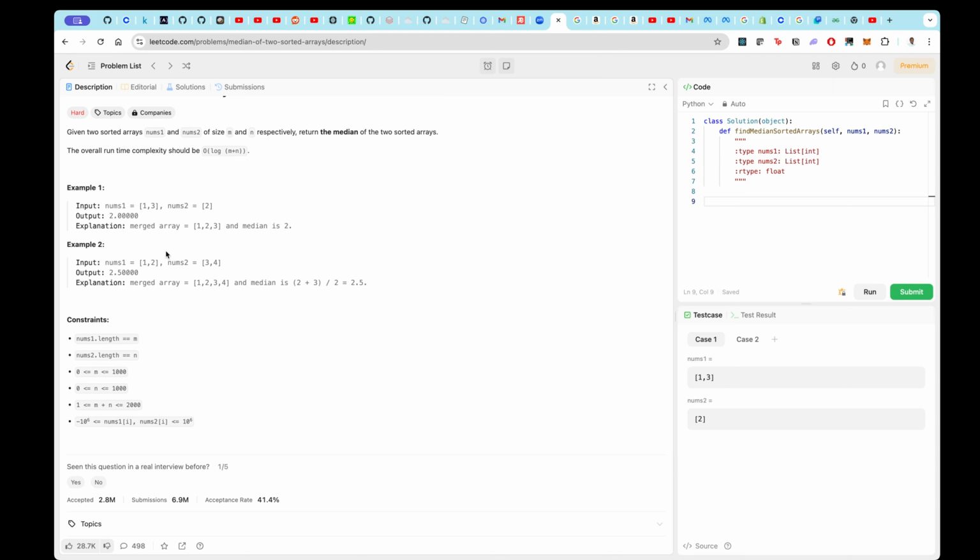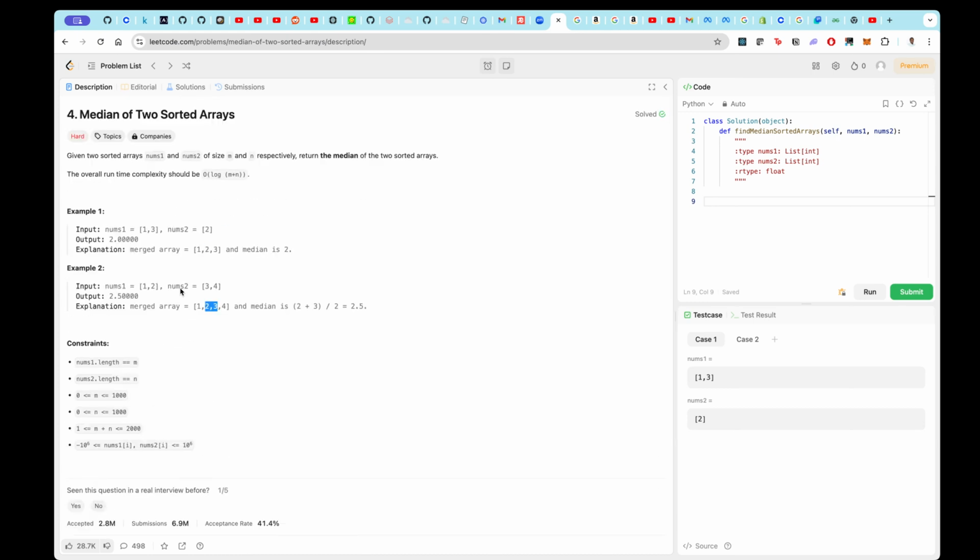So we have an example where the inputs for the first array is 1 and 3 and the second one is 2, and then to get the median, the expected output is 2.0, and the explanation is that when we merge these two arrays, the median is 2. Another example is where we have two arrays of length 2, so in this one the median of both of them would be 2.5. So how do we go about this?